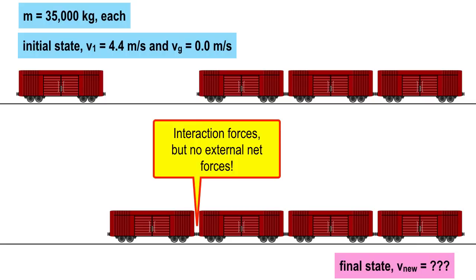Our situation is this. We're going to have a string of 3 box cars over here on the right at rest. And a 4th box car, actually box car number 1 in my notation, coming in from the left, and it's going to have a speed of 4.4 meters per second. Now what's going to happen is they're going to interact. They're going to bump into each other, like bumper cars at the fair.